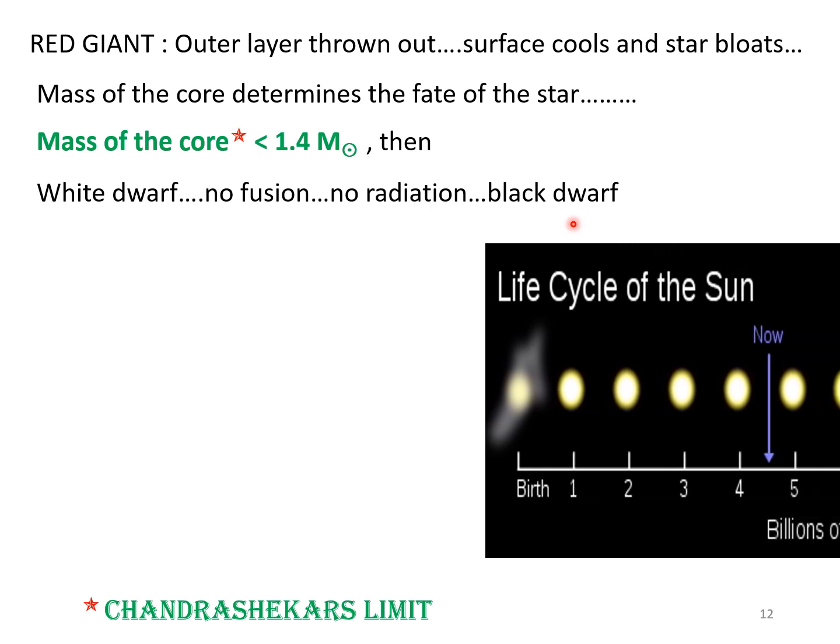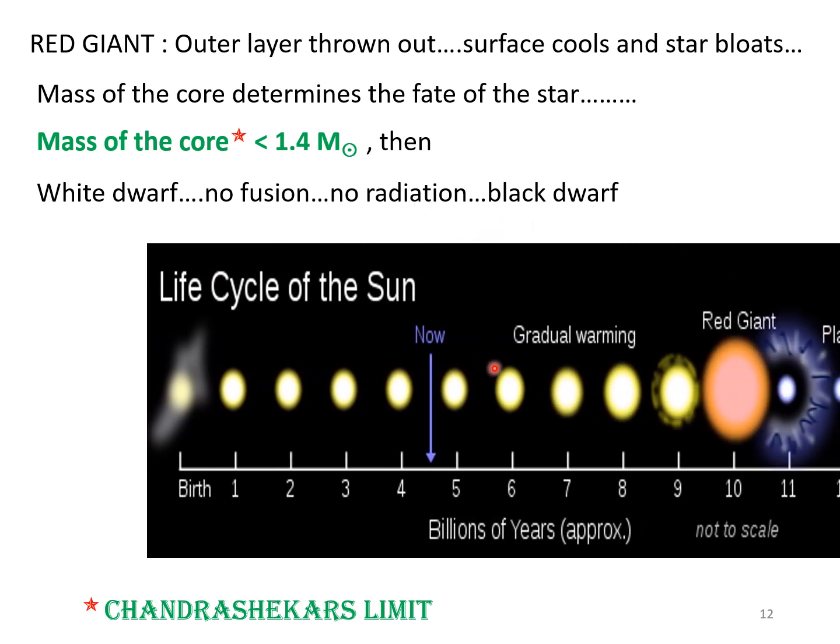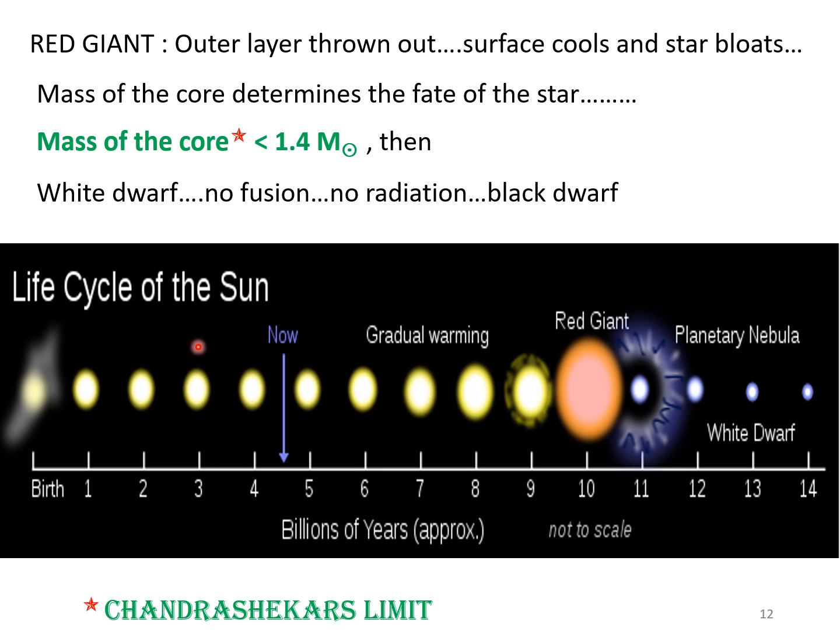In particular, this picture depicts the life cycle of the Sun. So this is the starting point, and now we have come up to this particular point. This is the present situation, wherein we have covered something like 4.5 billion years, and then it may turn into a red giant, and finally a white dwarf.